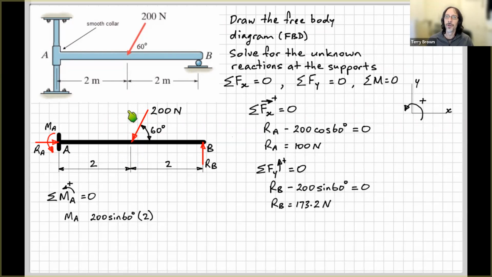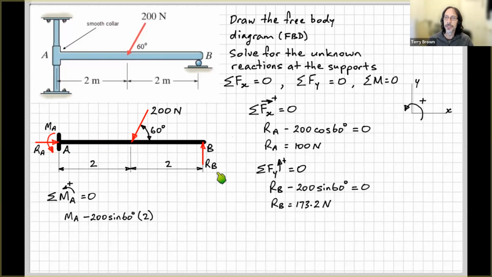All right, so vertical component, 200 sine 60, acts at a perpendicular distance to point A of 2 meters. Is it going clockwise or anti-clockwise? Again, if you're not sure, just get out a pen or something, hold it where you're taking moments about and push, see which way it goes. So that's going clockwise. In that case, that's negative. And the horizontal component of this 200 Newton force continues its line of action, passes through point A, so therefore it doesn't have a moment.